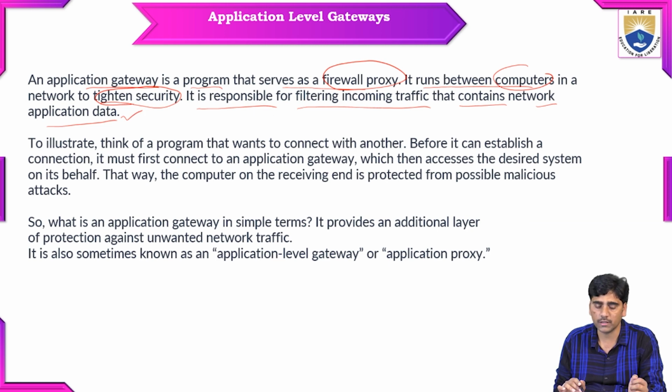Packets are transmitted from source to destination, and each and every packet and incoming traffic has to be inspected at the point of the application level gateway. To illustrate, think of a program that wants to connect with another. Before it can establish a connection, it must first connect to an application level gateway.